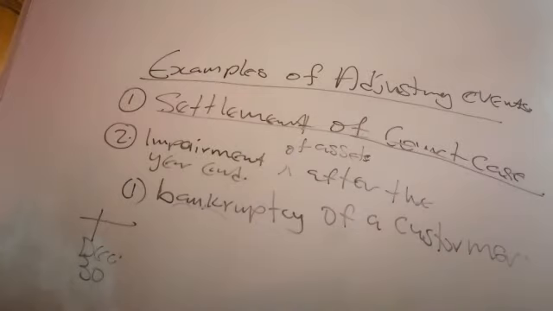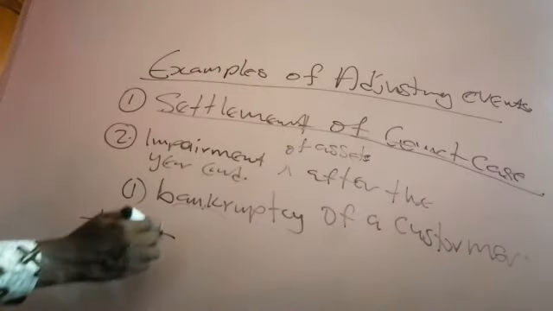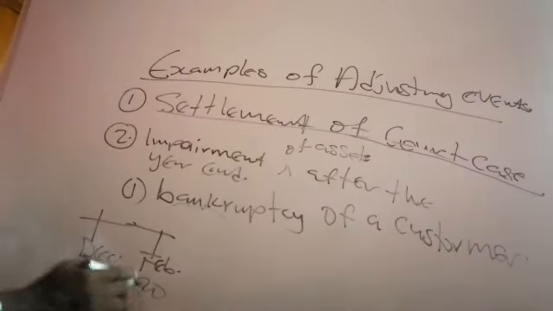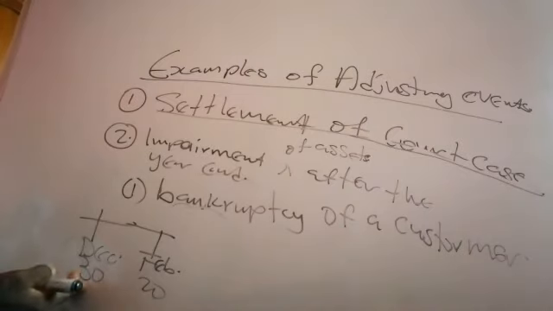So that's 30. And then in February, you sold these goods for, let's say, 20. In fact, that means you made a loss. So the current amount of the goods is 30. You sold for 20, so there's a big loss.